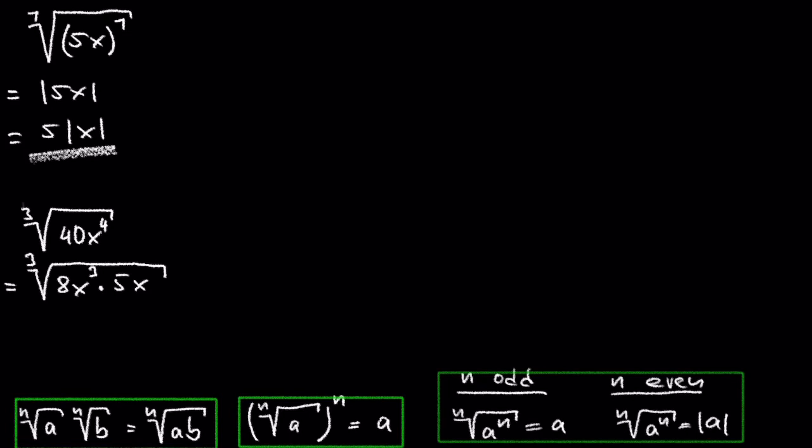With the multiplication rule for roots, we can write this as the third root of 8x cubed times the third root of 5x. The third root of 8x cubed is 2x, because 2x cubed is 8x cubed. And the third root of 5x we'll leave as is, because 5x is not a perfect cube.